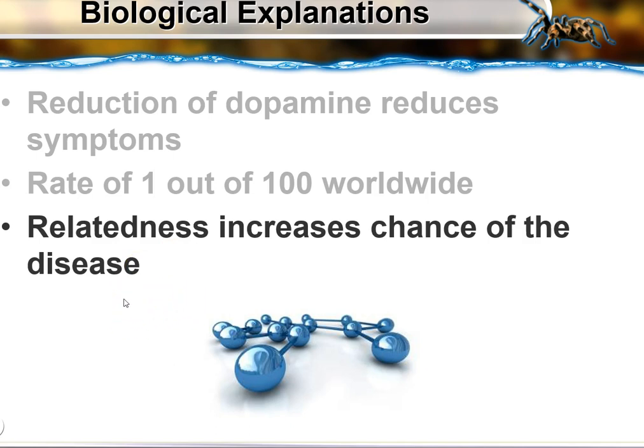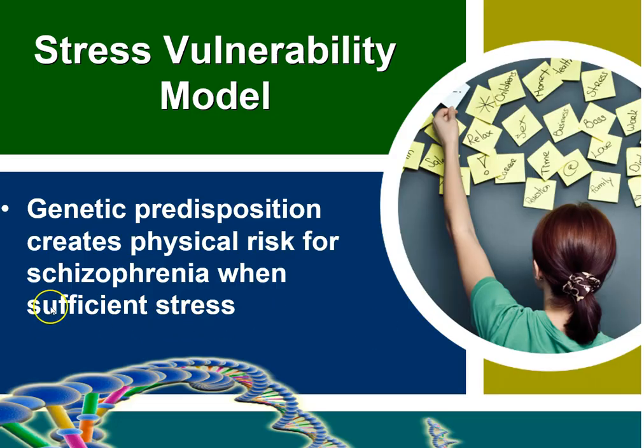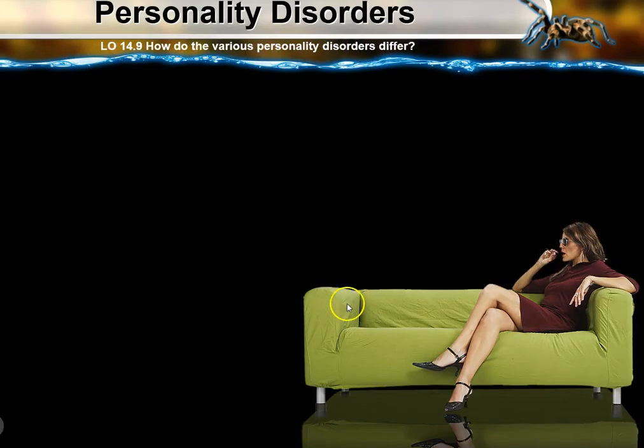One out of every 100 people worldwide have schizophrenia. Relatedness increases the chance. So if you have a first degree relative, such as a mother, your chances are elevated. If you have a mother and a father both with schizophrenia, and you go through extreme stress in the world, then your chances increase as well. So we call this genetic predisposition. This creates physical risk for schizophrenia when there is sufficient stress.